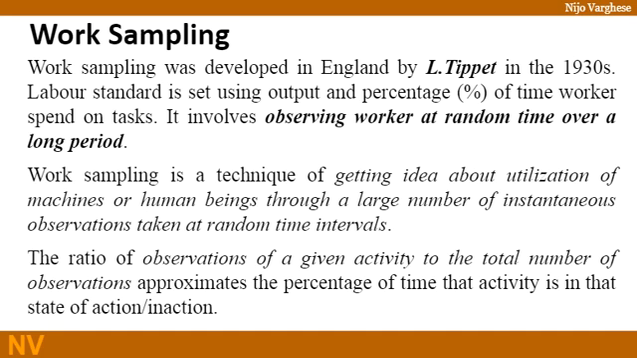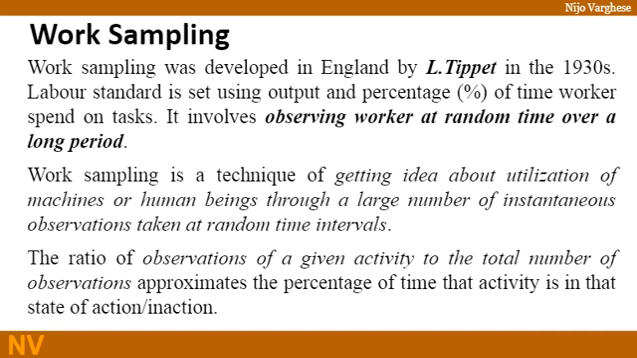Work sampling involves observing the worker at random times over a long period. As we know, work sampling is used for long cycle heterogeneous kinds of works. In order to measure the work for long cycle jobs and heterogeneous works, we can use work sampling. In work sampling, the worker is observed at random times over a long period of time. So randomly the worker is being observed.